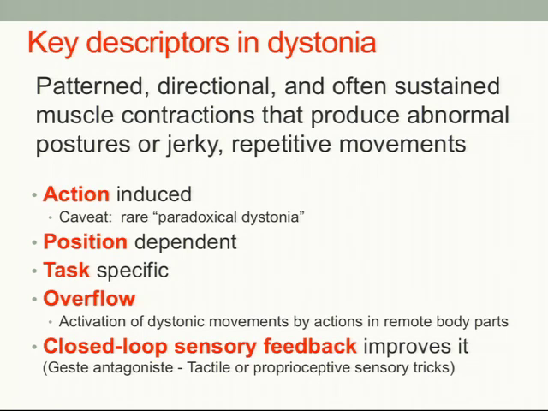And when you ask patients to do movements in other body parts, you appreciate an enhancement of the movements in the affected body parts, something we call overflow. And then finally, there is this thing called a sensory trick, which is a closed loop sensory feedback. And what it means is that you can alter the behavior by essentially creating a circuit that implies that there is a sensory feedback that alters the motor output. And that's something that's very unique to dystonias.